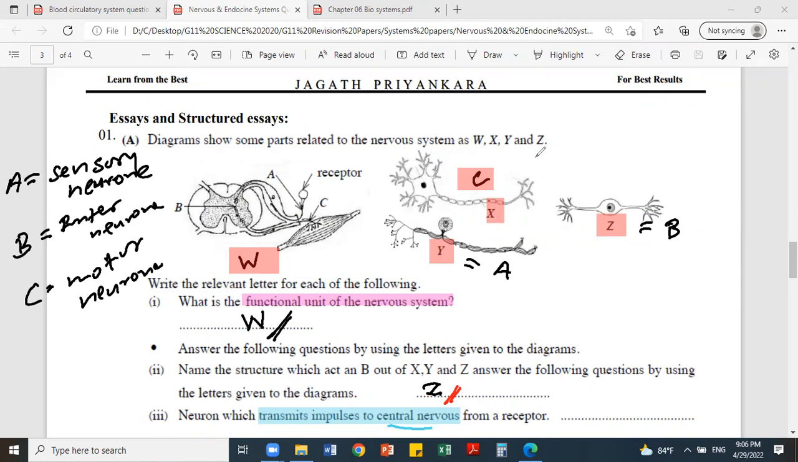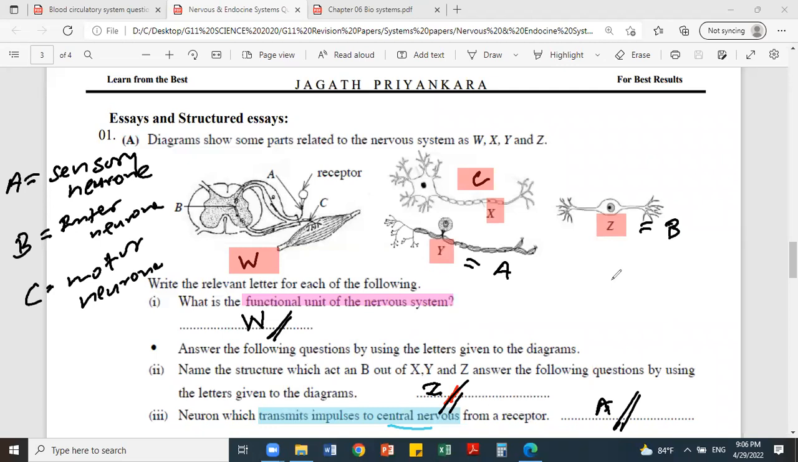Please raise your hand those who got capital A for this. Raise the hand. Alright, very good. So that is sensory neuron. Sensory neuron carries impulses from the receptor towards the central nervous system.